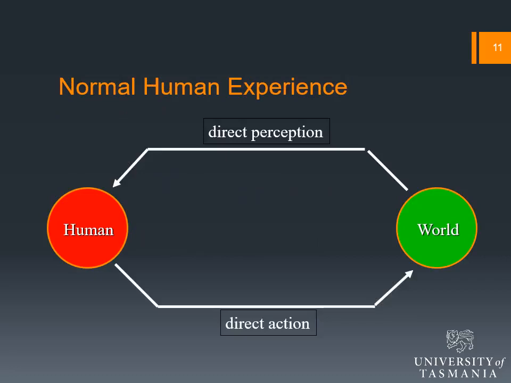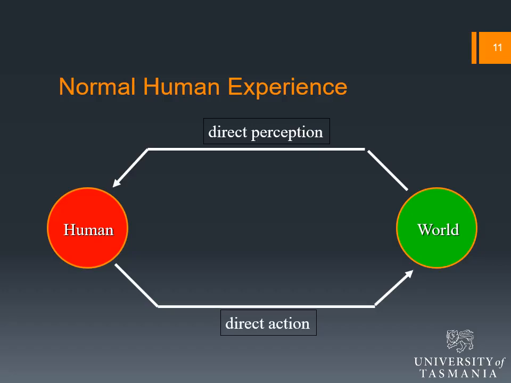So this is a normal human experience. The diagram here is very simple. On the right-hand side is the world, in green, and the human is the entity represented by the red dot on the left. The interaction between them has a reciprocal effect. That means there is one direction going from the human interacting with the world, and the other side is the world interacting with you.